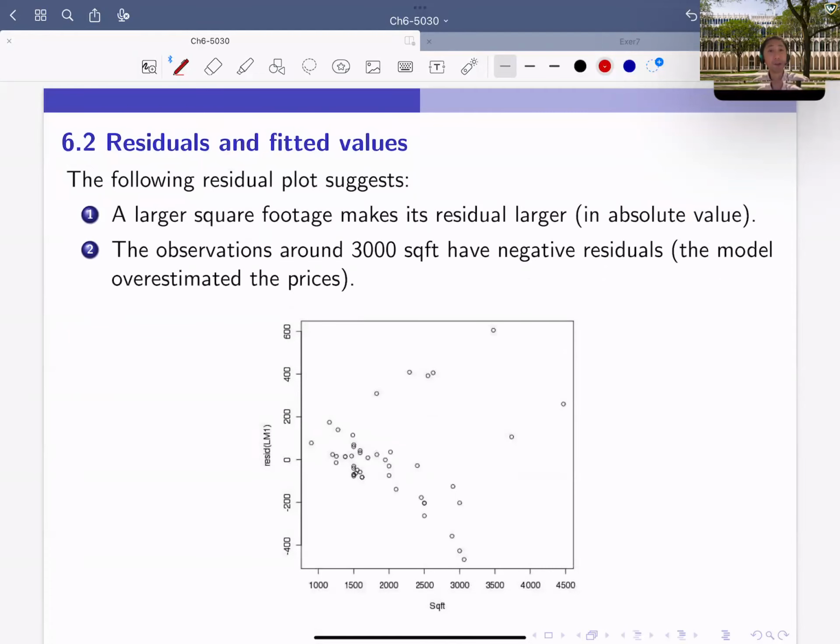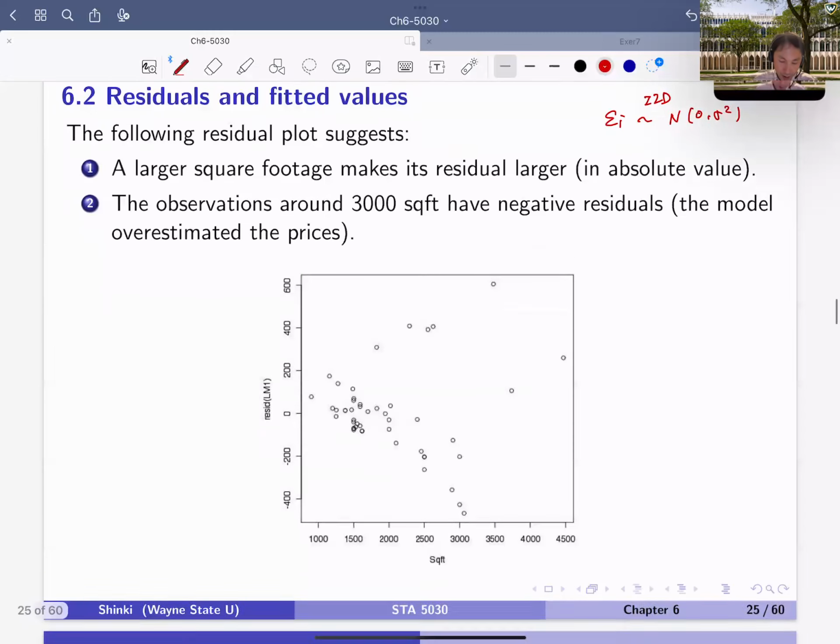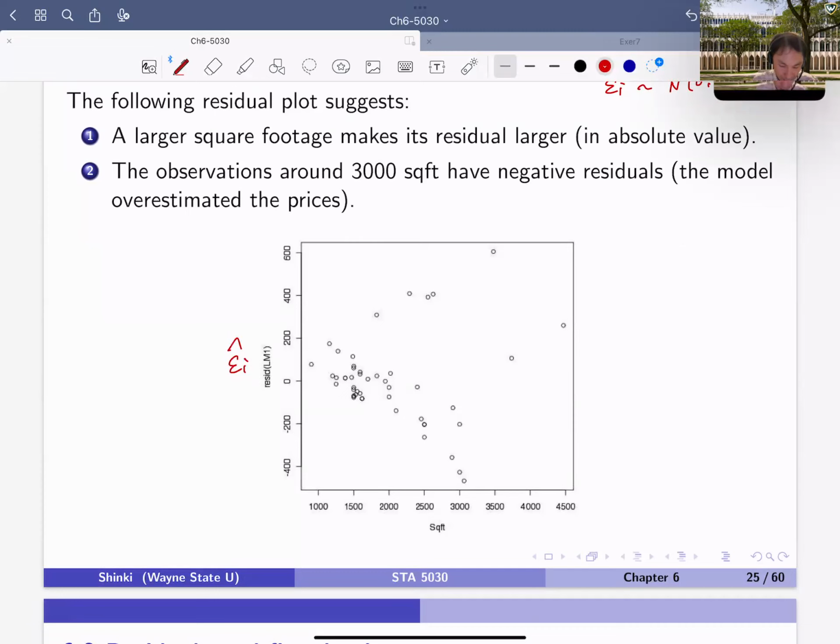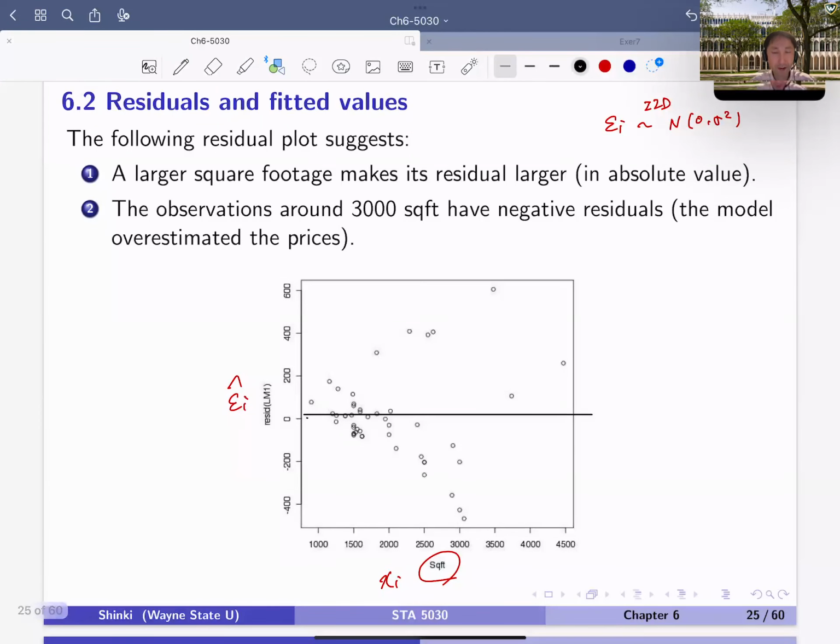Residuals are used to see if the linear model assumption holds, that is, epsilon i follows IID normal with variance sigma square. These are residuals, epsilon i hat, and this is square footage, so basically xi, in the plot. The residual is around 0, so maybe it's good to have a horizontal line here. If the assumption is satisfied, this graph should not have any pattern. In that way, we can check if the epsilons are IID.